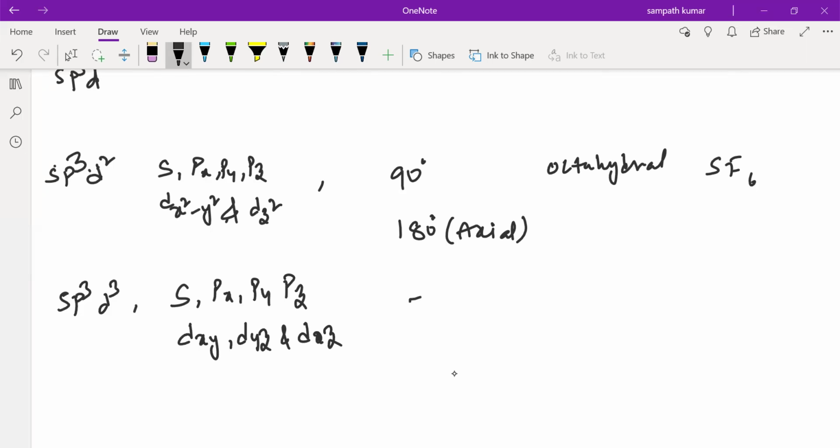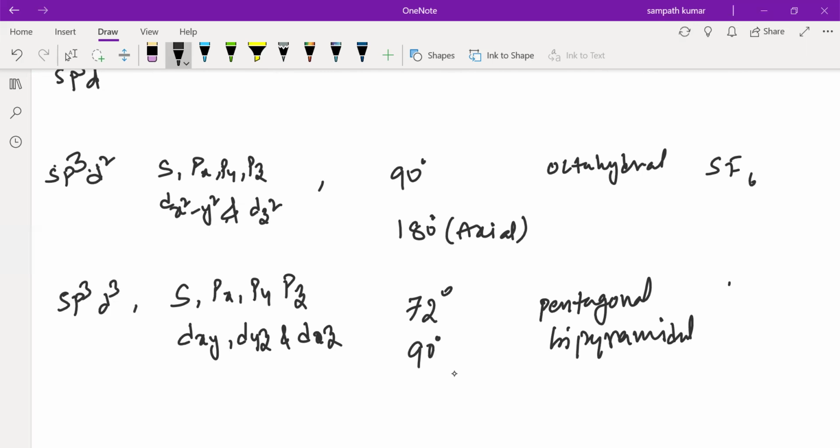And here 72 degrees and 90 degrees are also present. What is the geometry here? IF7. Pentagonal bipyramidal, sir. IF7 is a pentagonal bipyramidal molecule.